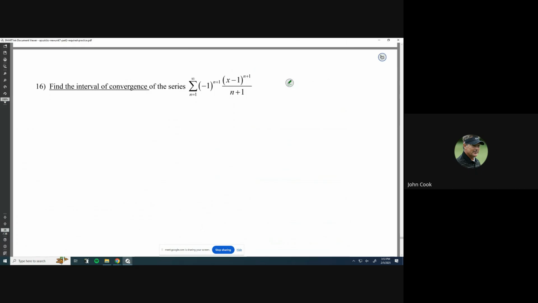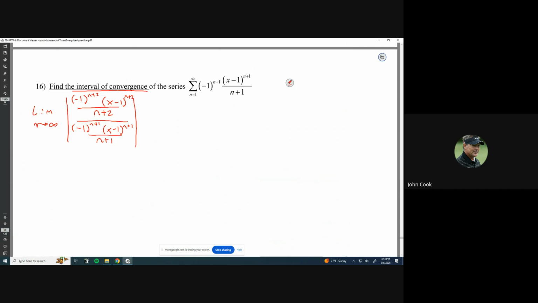So again, we use the ratio test for this one if we have to find the interval of convergence. So we take the limit as n goes to infinity of a big fraction. We put the original sequence in the numerator, so -1 to the n plus 1, and then x minus 1 to the power of n plus 1, all over n plus 1. And then we add 1 to all the n values. So that becomes -1 to the n plus 2 now, and then x minus 1 to the n plus 2, and then it's going to be all over n plus 2.